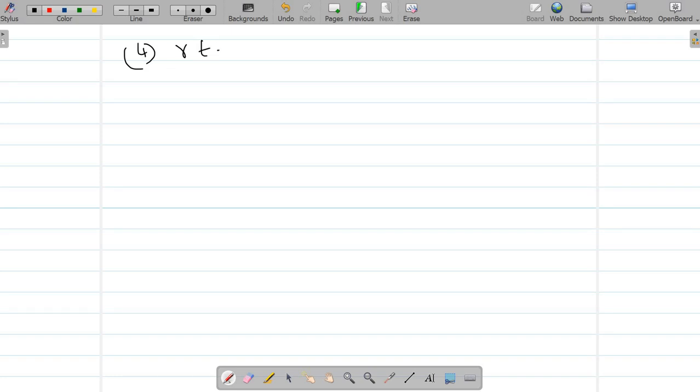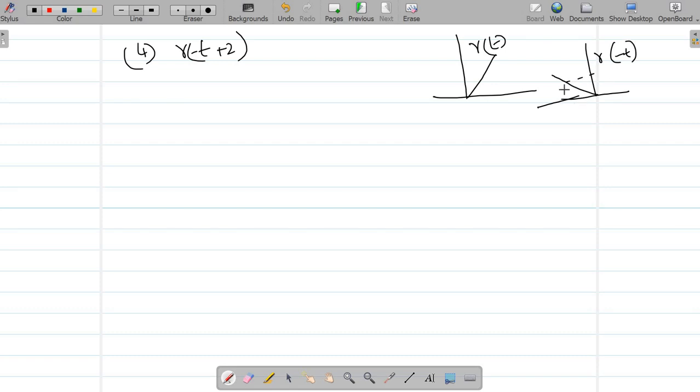Now let us say we are having negative t plus 2. I know this is r of t, and I know that this is r of negative t. This is negative 1 here and it is 1 here. Okay, so let us say it is 1 here and it is 1 here.